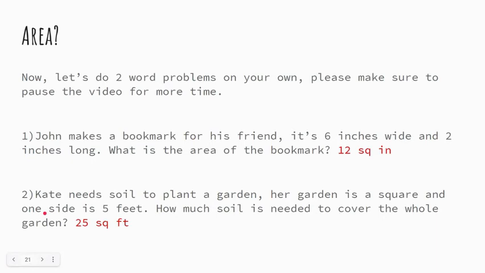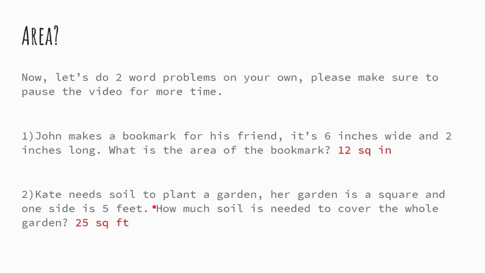Number 2. Kate needs soil to plant a garden. Her garden is a square, and one side is 5 feet. How much soil is needed to cover the whole garden? Okay, you may have gotten confused that I have only given you one measurement. I have not given you the other one.